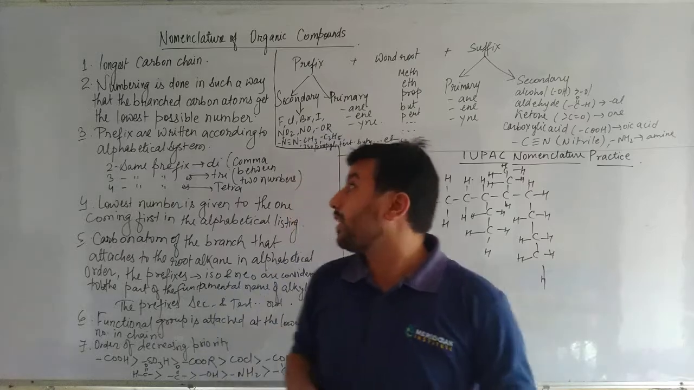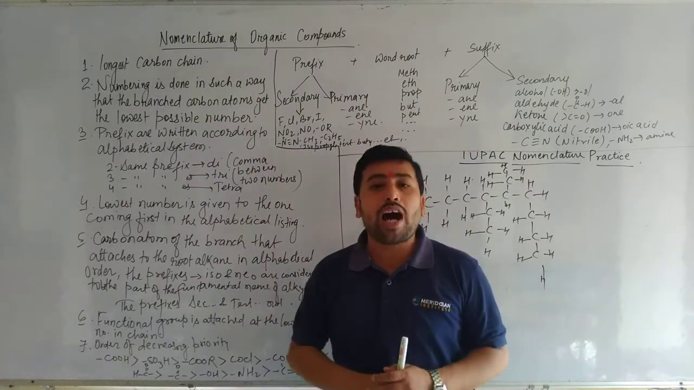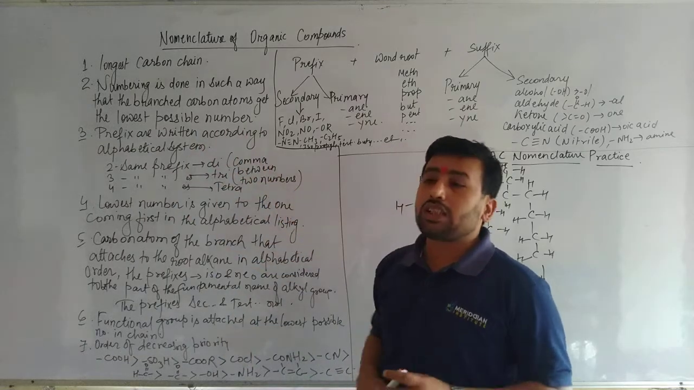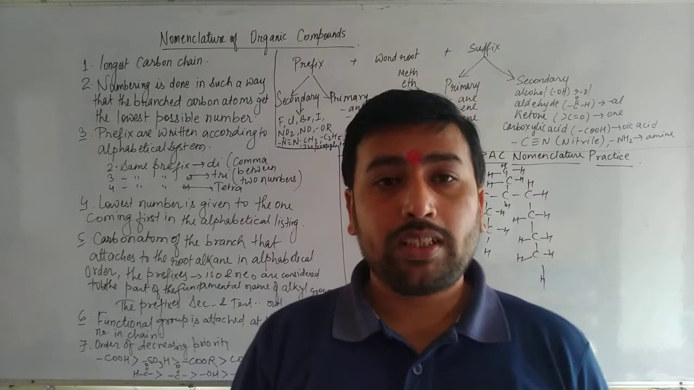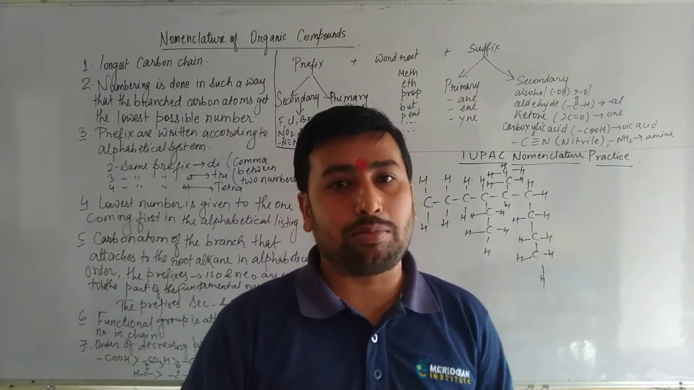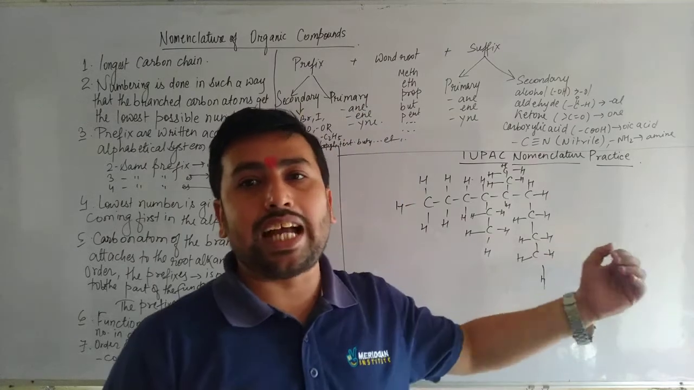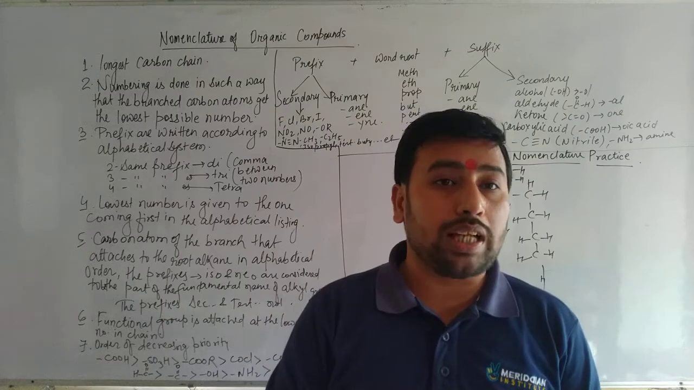Now the second point is that numbering is done in such a way that the branched carbon atoms get the lowest possible number. This is the second most important point. Now you have to do numbering. As we have counted, a total of 9 carbons are there, from the straight chain going on the third branch. But from which side will we do the numbering?